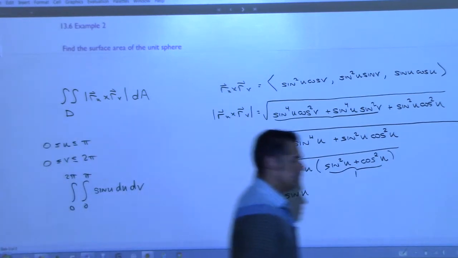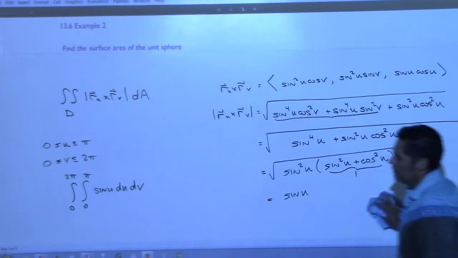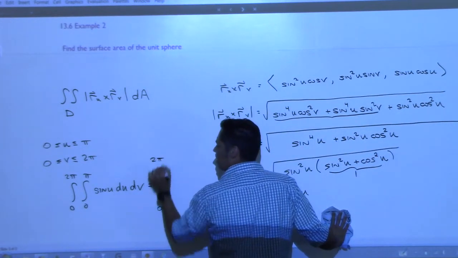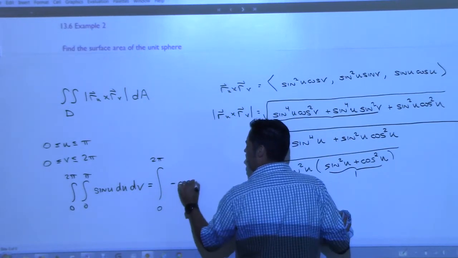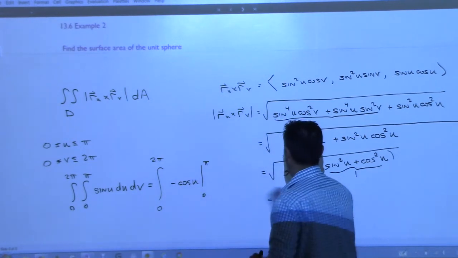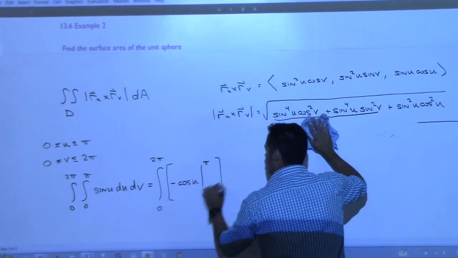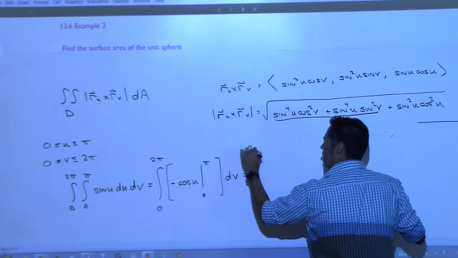Make sense? Okay, this should give us 4 pi. Let's see. What is the inner integral? The antiderivative of sine of u is negative cosine of u, and I want to evaluate that from 0 to pi. And then after I'm done with this inner integral, I still have to integrate that with respect to v, so 0 to 2 pi.